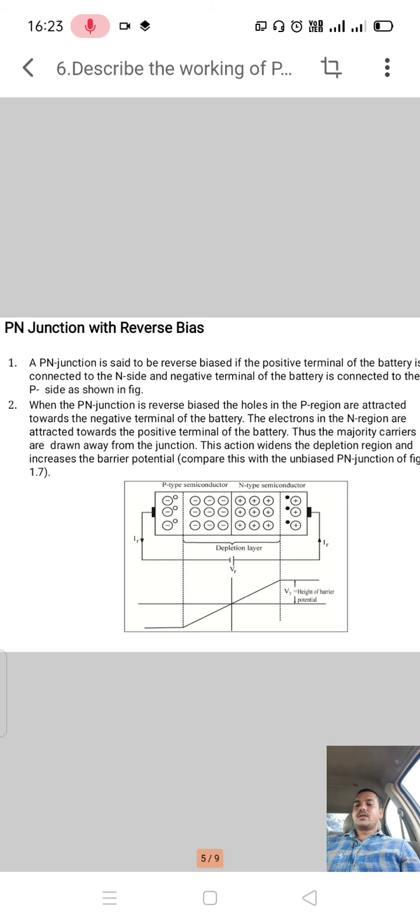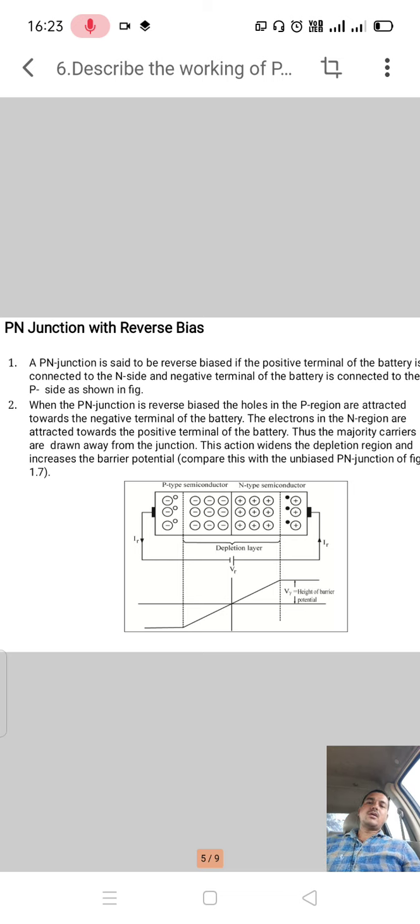First one, the forward resistance is very low. Second one, the current is mainly due to the flow of majority carriers across the junction. Third one, the potential barrier and the width of the depletion layer are reduced. These three are the main points of forward bias.